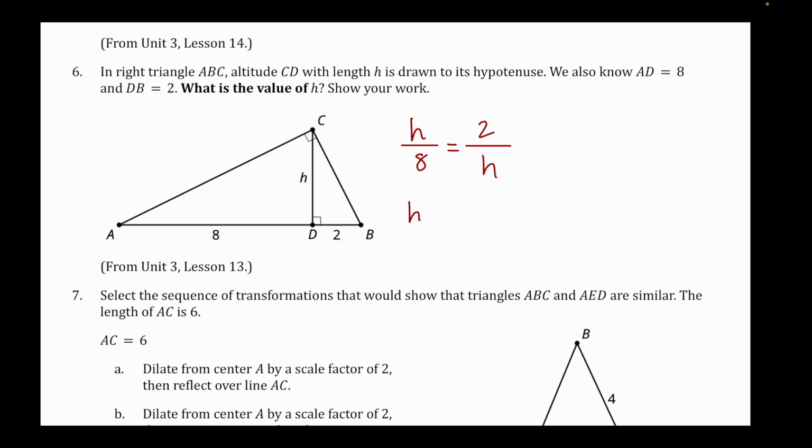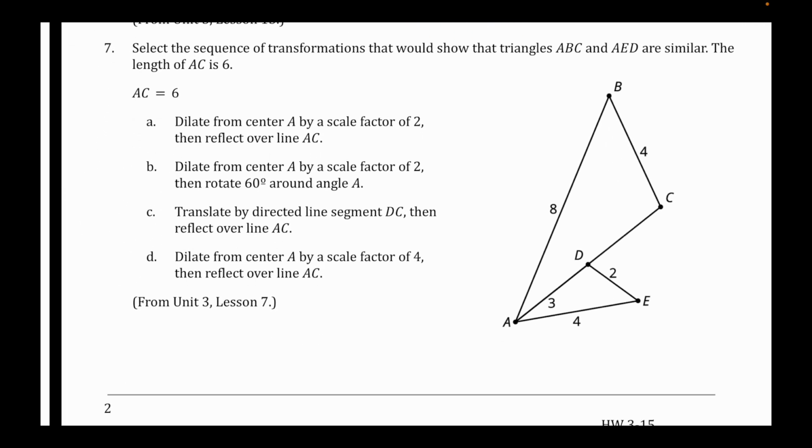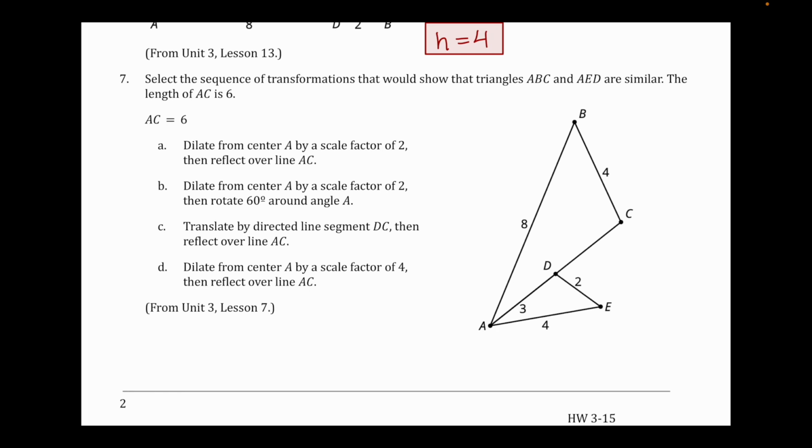So this means we cross multiply and get h squared. 8 times 2 is 16. And if we square root both sides, that means h is 4. So that's our answer. h is 4. They gave us a quick question there. Number 7 is a bit longer, but I think we can do it.